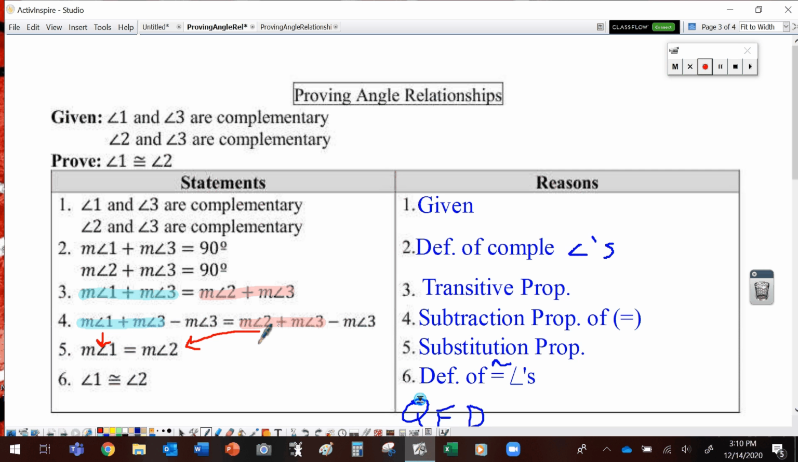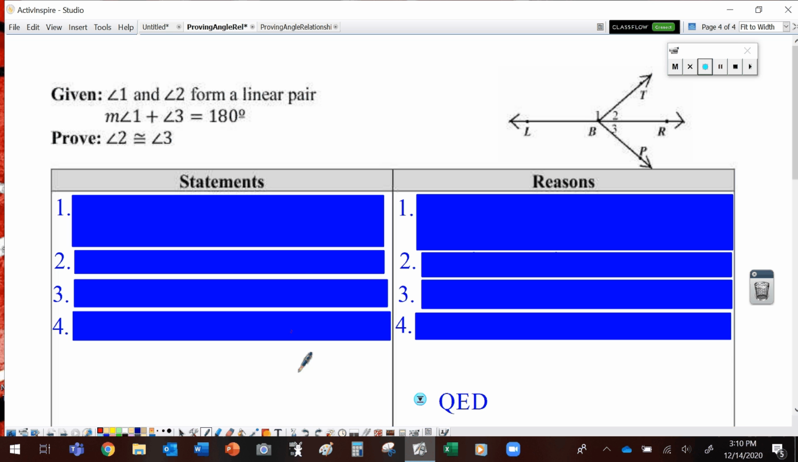All right, so let's take a look at this one. Like we said, I have angle 1 and angle 2 form a linear pair.